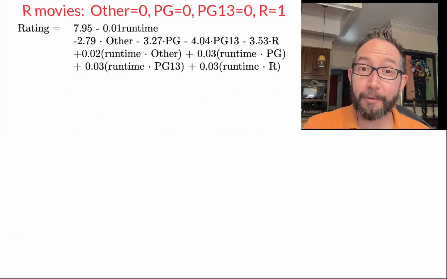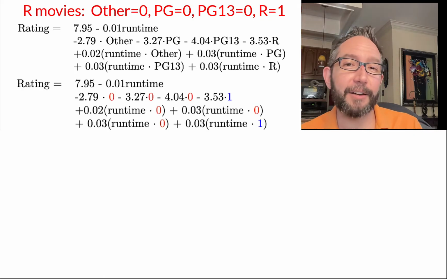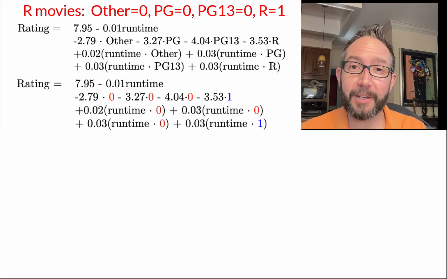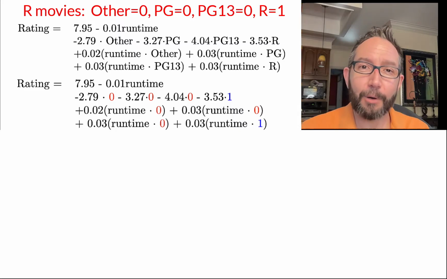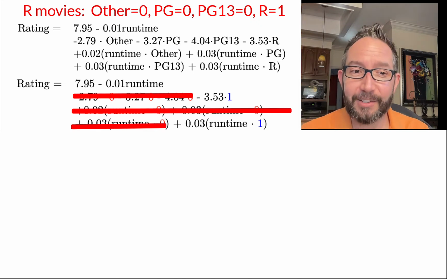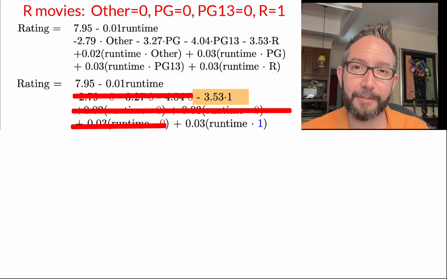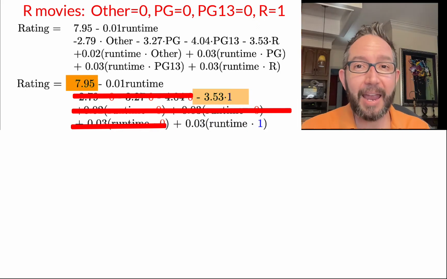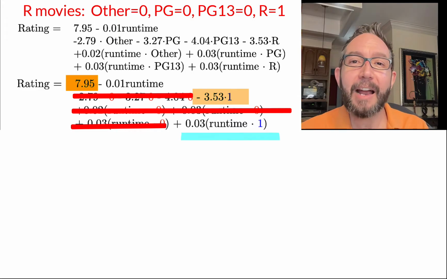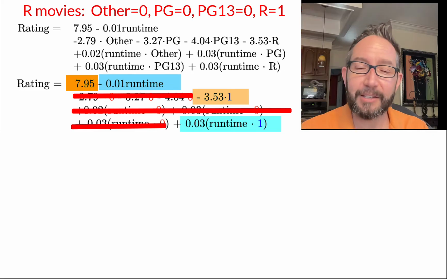Now, what about for R-rated movies? What we can do is plug in 1 whenever we have our indicator variable for R and 0 for the other indicator variables. So doing that, we have a lot of terms that just become 0 because 0 multiplied by anything is still 0. And then what we see is that the coefficient of the indicator variable for the R-rated variable is adjusting the intercept. And the coefficient of the interaction variable is what's adjusting the slope relative to our reference level for G-rated movies.